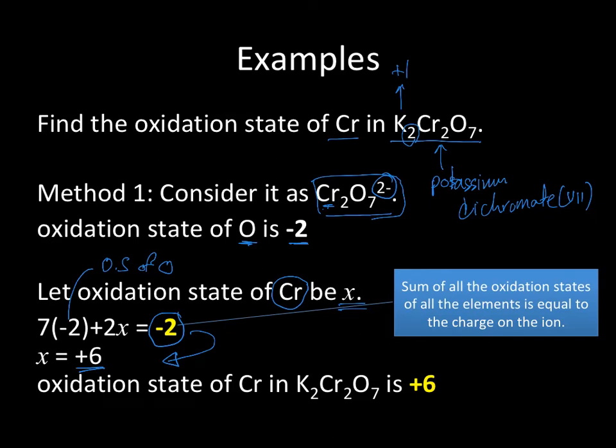Therefore, the oxidation state of chromium in Cr2O7 2 minus is +6. That is why the name of this compound is called potassium dichromate 6.